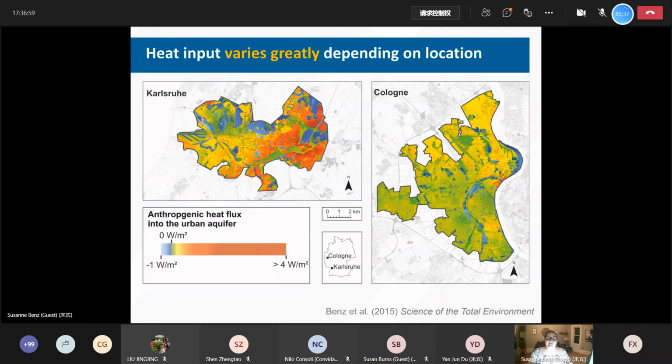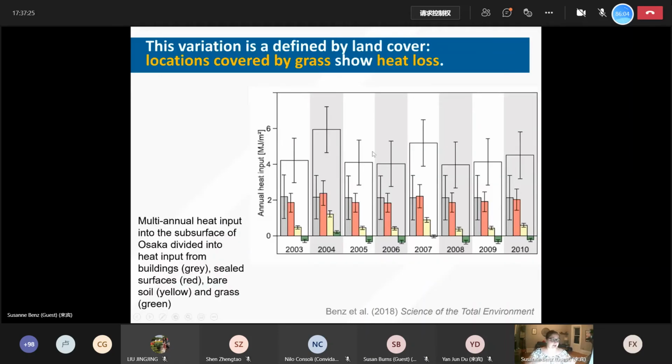This heat input varies greatly depending on location. So these are just maps of Karlsruhe and Cologne, and you will notice that in some regions it is blue, which in our case means, hey, this heat flux is negative, so actually the subsurface warms the surface. In other cases, it is really red, which means there's a ton of heat coming from the surface into the underground. These variations are so extreme because they depend on the land cover that is covering the area.